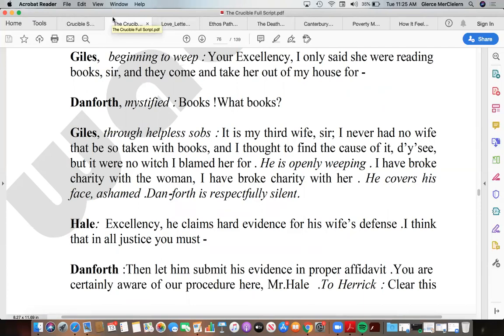You're openly weeping right now. Oh, sorry. Overtaken with emotion. Oh, so I was reading that. I'm like, oh, wait, what? I've broken Charity with this one. I said Charity. I broke Charity with this woman. I have broke Charity with her.